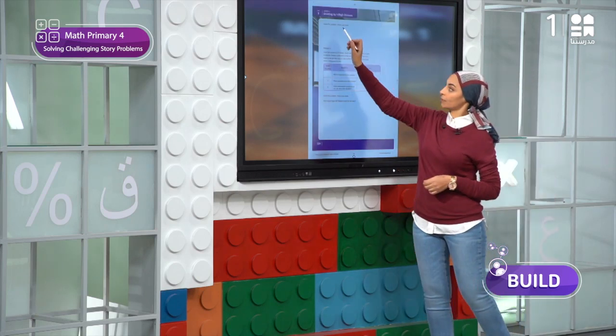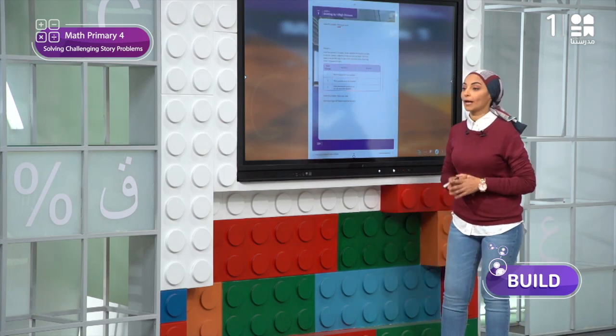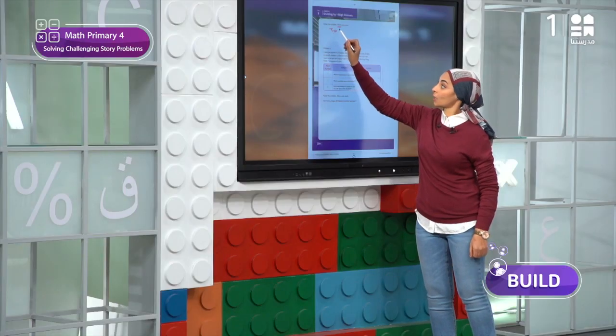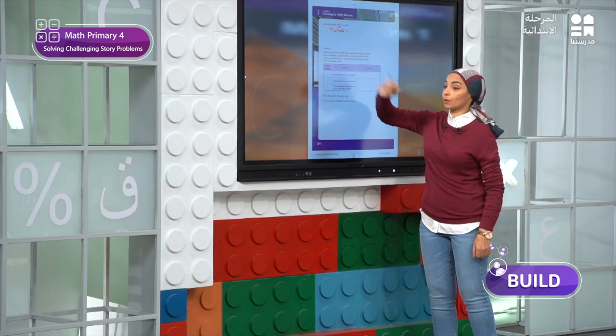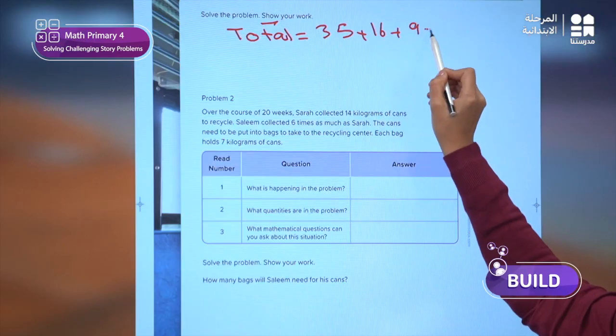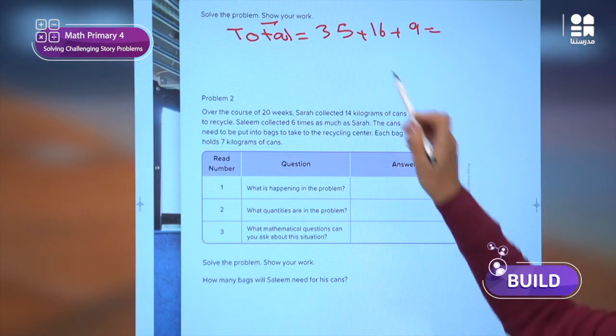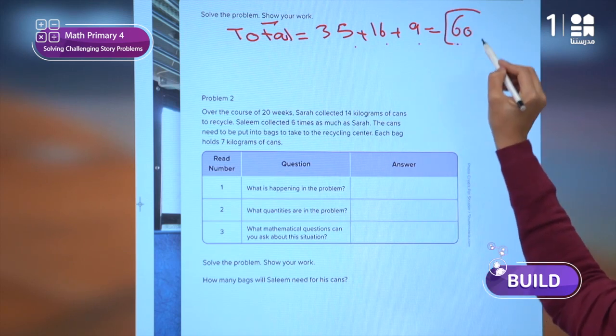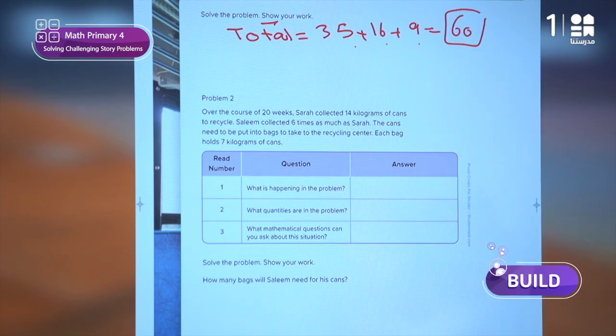Here I will write the solution. So the first thing, I need to find the total. To find the total I will add all the numbers, right? 35 plus 16 plus 9. So the answer will be what? If you add these three numbers, you will find that the answer is 60, and this is the total number.